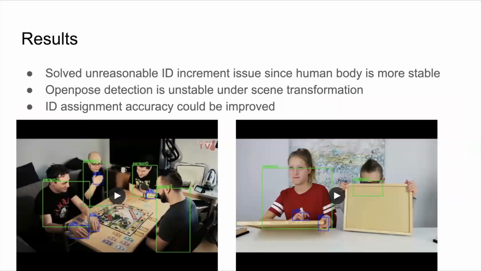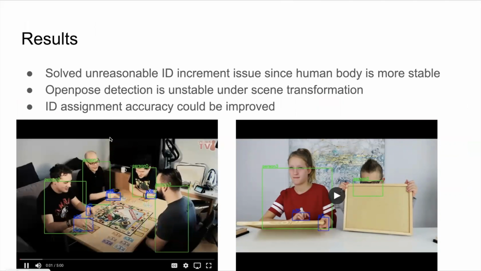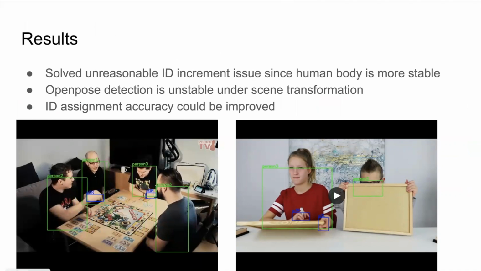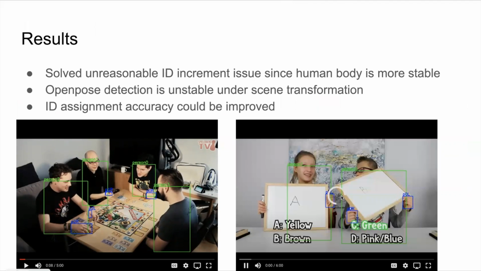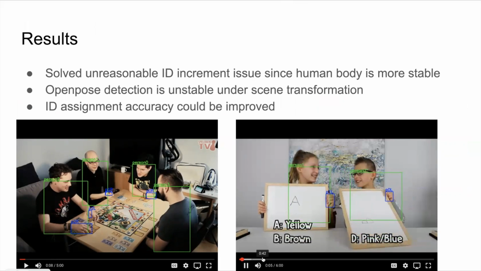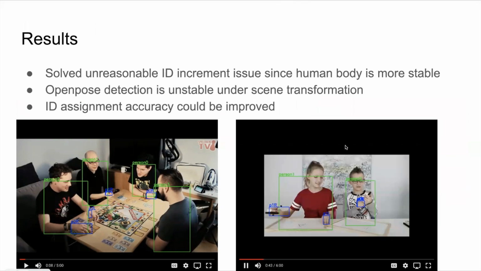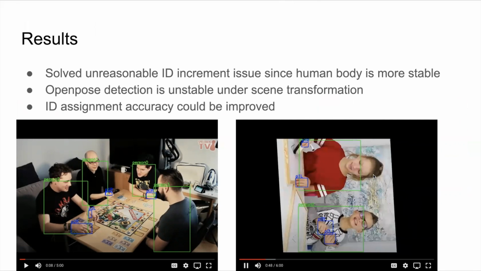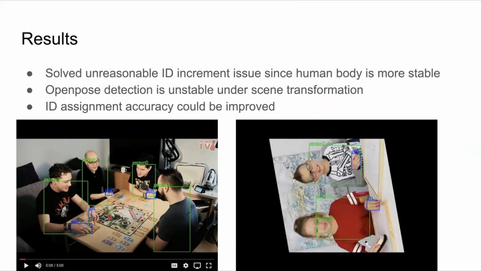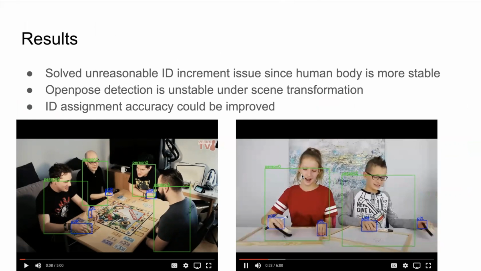In the first video, we can see an obvious improvement compared to the baseline. The ID does not increase when there is an overlap. In the right video, we can see the method struggled when the scene is transformed upside down at about 45 seconds. Here we can see person 0 is originally the boy, but after the transformation, person 0 becomes the girl.